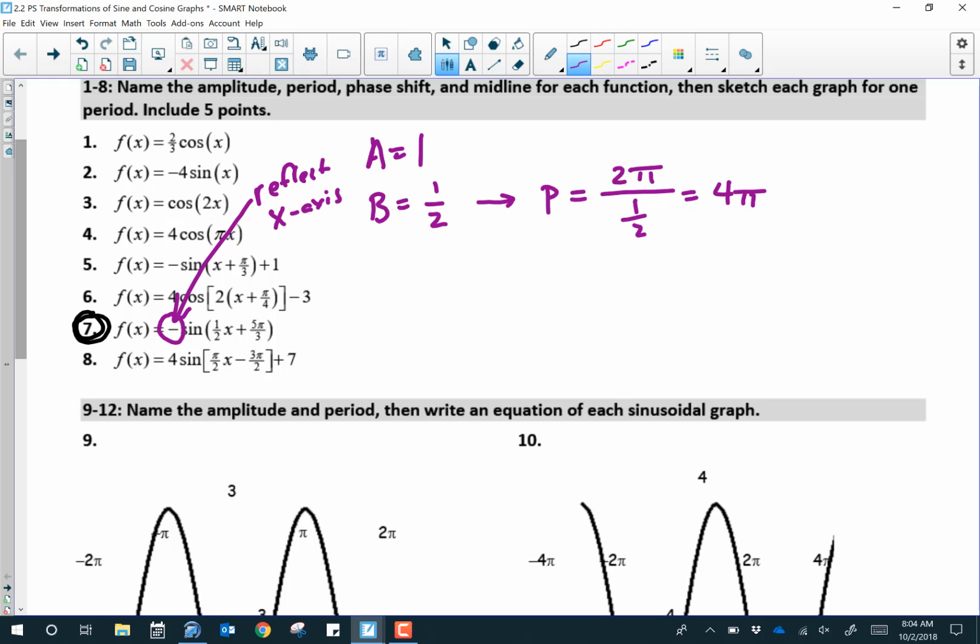Good? All right, now the next thing is finding the phase shift, which is the C. Is the C 5 pi over 3 or negative 5 pi over 3? No, it is not. What do you have to do before you can tell me the phase shift? You have to factor it out. So we have 1/2 times x plus what? 10 pi over 3. Yeah. So the phase shift, the C value, is actually going to be negative 10 pi over 3. Any questions so far? Negative because it should be a minus.